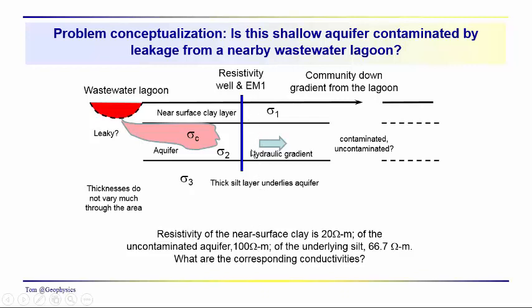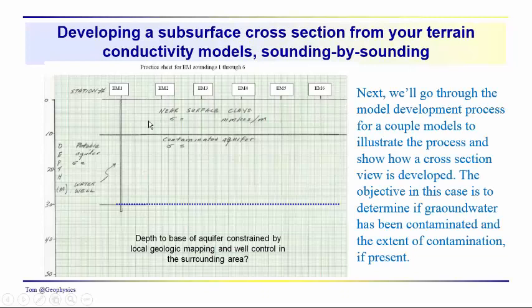We've got a transect across the area, and we're going to be looking at the apparent conductivities that we get. We'll have sets of data that include all 8 measurements, and we'll be looking at those sets of data, modeling them in order to determine whether this aquifer might be contaminated, and if so, what's the extent of the contamination.